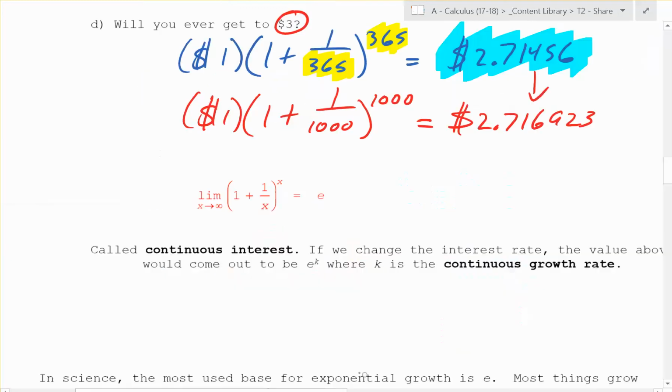Well, there's a way to find out. We're looking at this right here. What happens as you take the limit as x goes to infinity of 1 plus 1 over x to the x? Well, you end up with the number e.